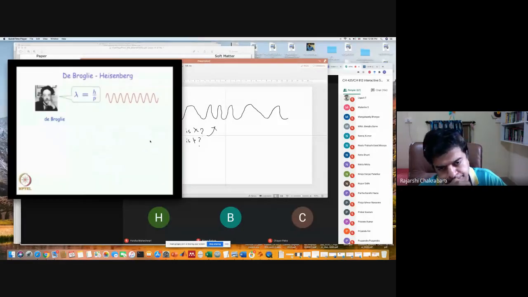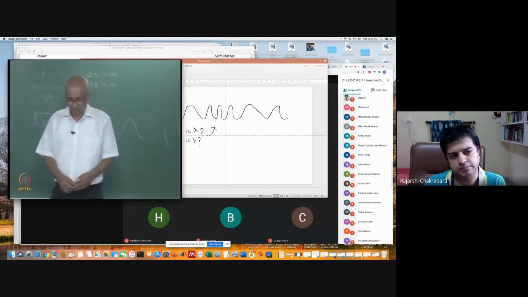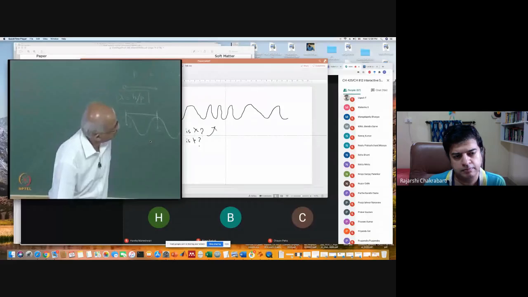So this is my first wave that I talked about. The wave actually has a definite wavelength. It extends from minus infinity to plus infinity. Now suppose I want to construct a wave of this shape. How will I go about doing that? It is made clear in the next few pictures.